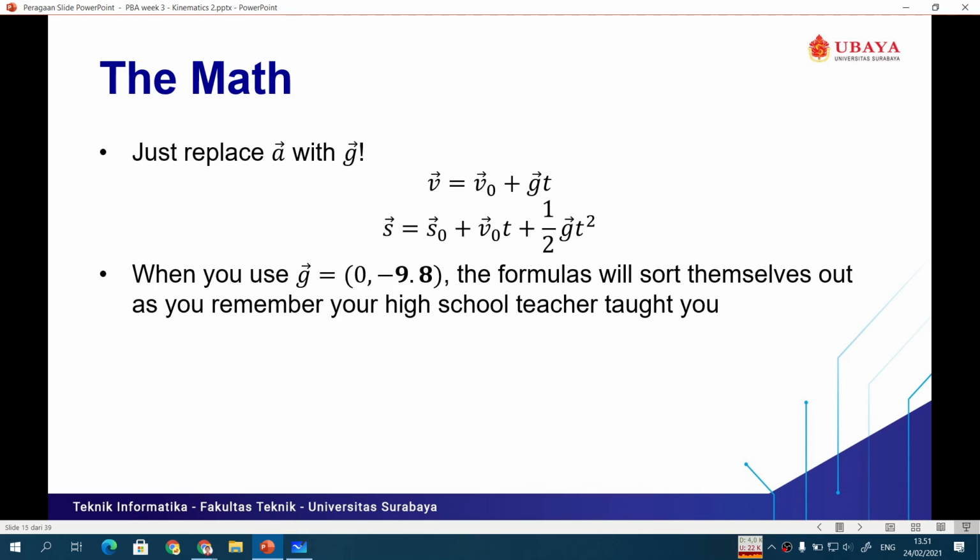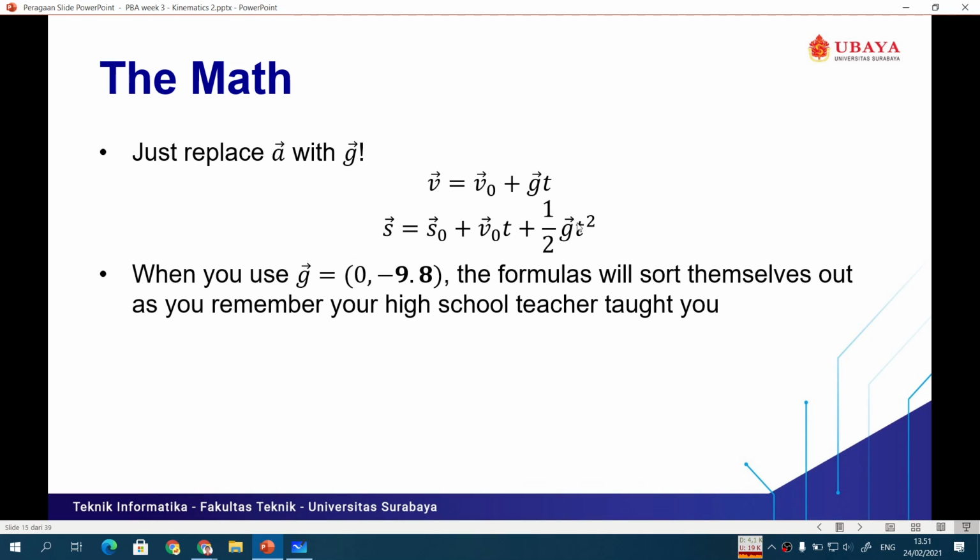Okay, about the formula, the math is really simple. Just replace A with G. So here V equals V naught plus G times T, and the displacement or the distance, which sometimes people write down as H, denoting height: S equals S naught plus V naught T plus a half of gravity times time squared.